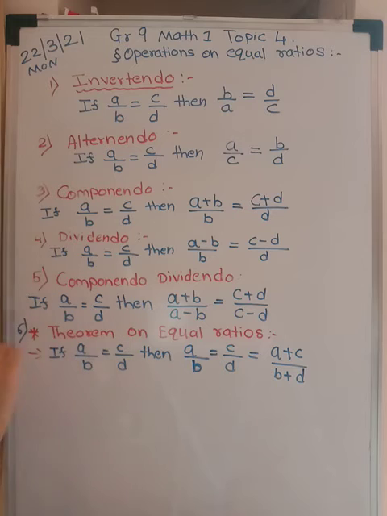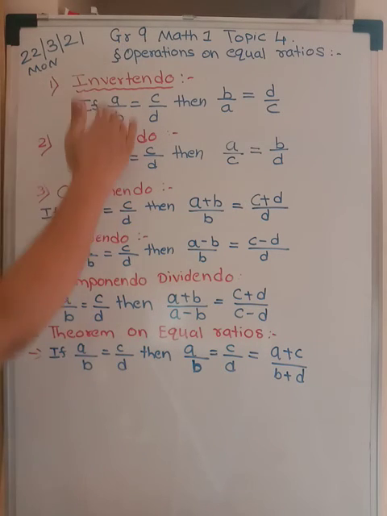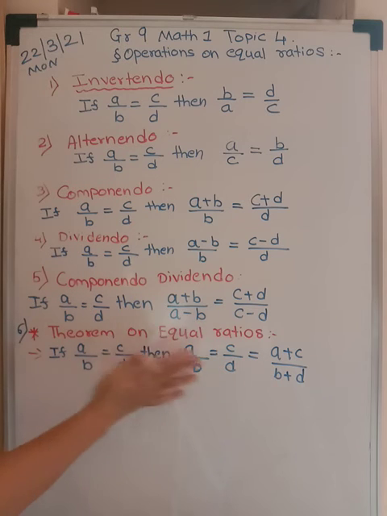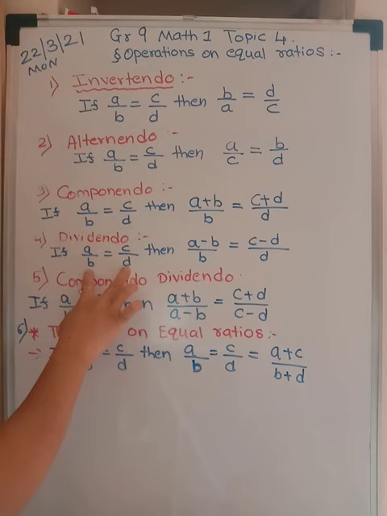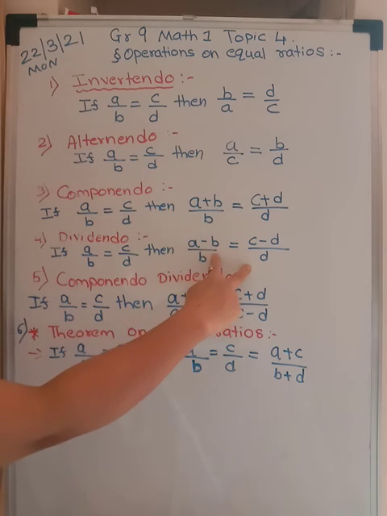But theorem on equal ratio is, if A upon B is equal to C upon D, then we get three ratios equal. Which three ratios? Then A upon B is equal to C upon D is also equal to addition of both the numerators, A plus C upon B plus D. Did you get the difference between this fifth and this sixth one? Sixth one is equating the three ratios. Here, if two ratios are equal, then the other two are also equal.